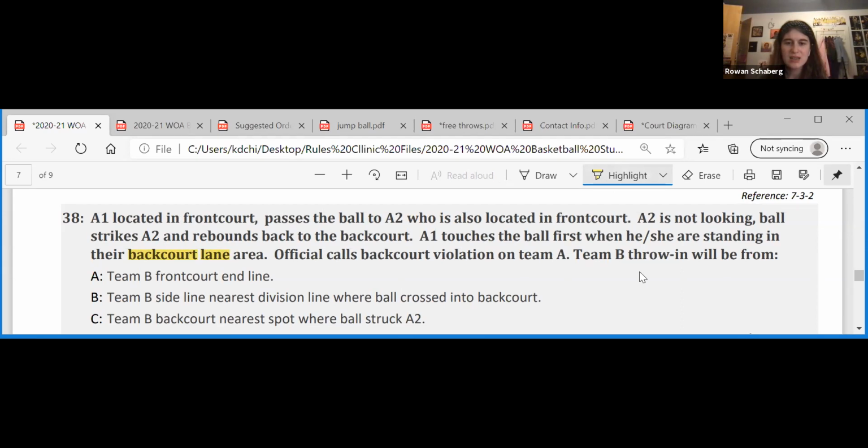I think it would be C, the backcourt near spot where the ball struck A2. Oh, wait. No, I think it would be B. No, I think it's B. Or it could be A. I'm trying to help you out here. See where it's highlighted? Yeah, the backcourt lane. So then that makes me think that it's C. But the highlighted backcourt lane is A's backcourt. Oh, I see.